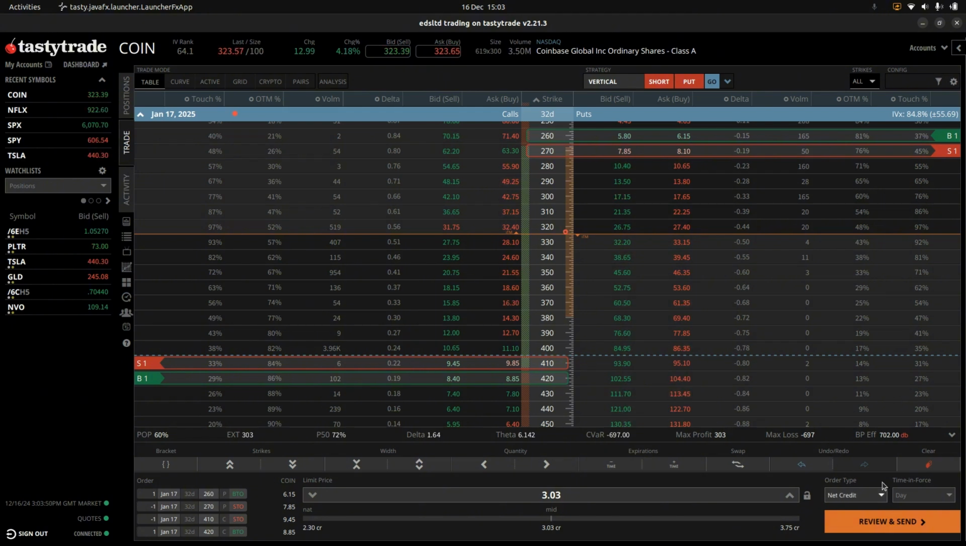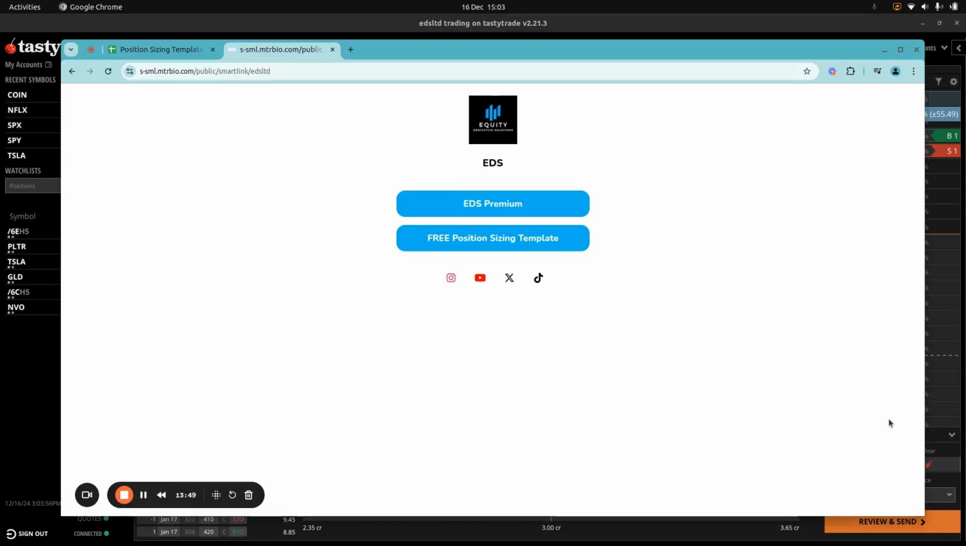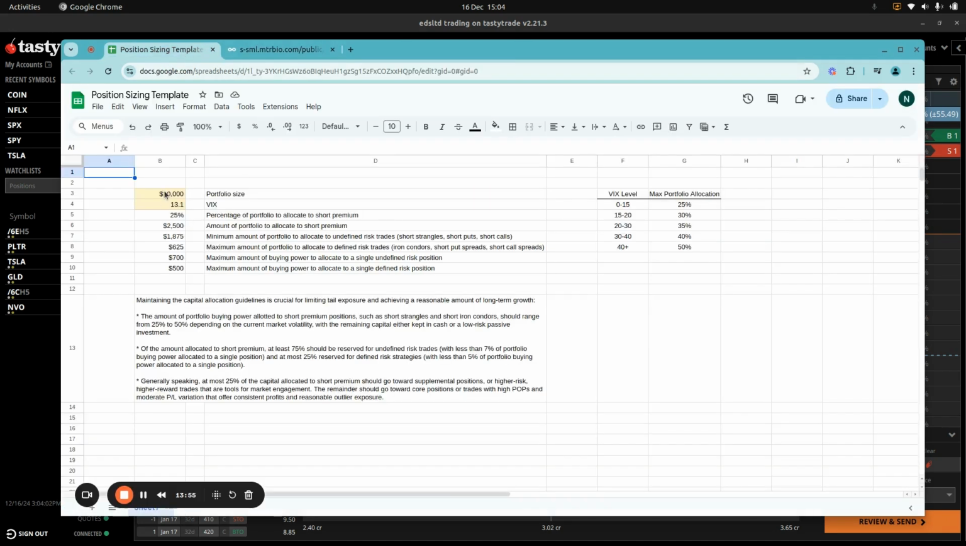Now, how do you know how much buying power you should be allocating to your positions? Well, we've created a position sizing template that's free for everyone to get a copy of. Link is in the description. Just click on this button and it will take you to this spreadsheet here. The way it works is you enter in the size of your portfolio and then you enter in what the current VIX level is. And what will happen is everything below will be automatically calculated for you.